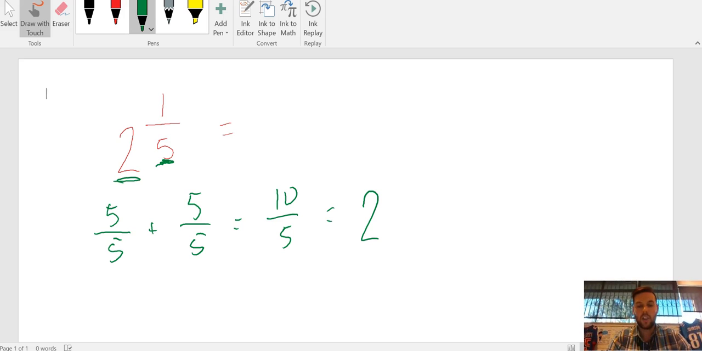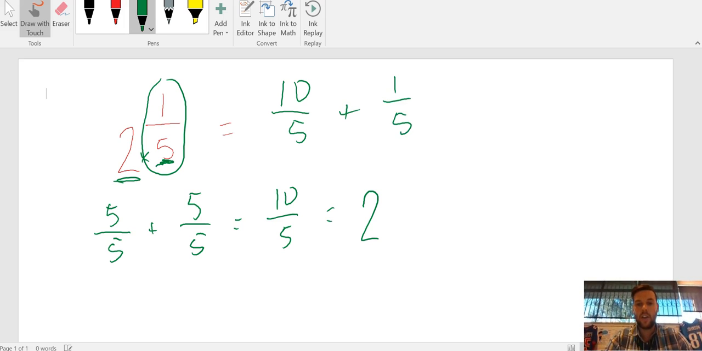So what we must do is go 2 times 5. That's the first thing you should do, because that's what we can start to put on top for our numerator. So 2 times 5 equals 10/5, and that leaves 1/5. Now we can add these together, because remember the denominators are the same, so it's a simple addition sum. 10/5 plus 1/5 equals 11/5.